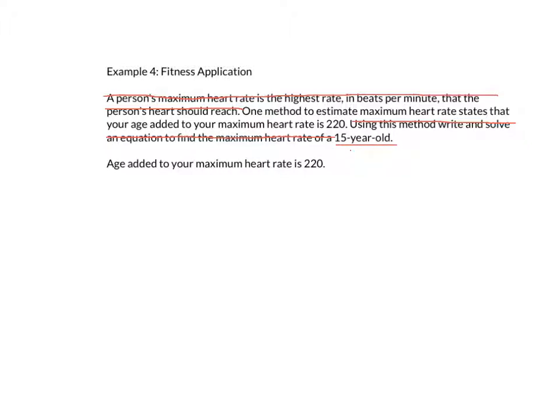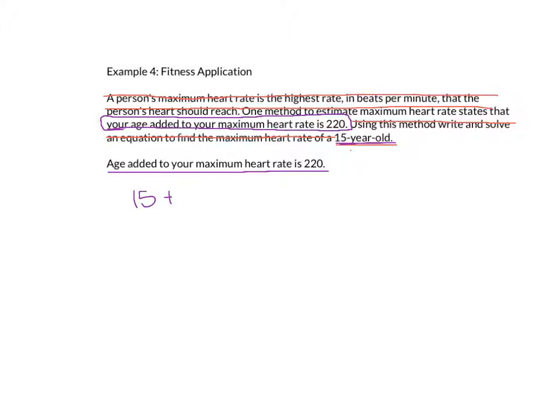Well, that helps us not a bit, except the fact that we're supposed to find the maximum heart rate of a 15-year-old. So that's why I wrote out down here, age added to your maximum heart rate is 220, because I got that from here. And this is in my sentence that is not crossed out, so I know there's important information right there. Okay, we can cross that out. So your age added to your maximum heart rate is 220. Well, the problem tells us right here that our age is 15.